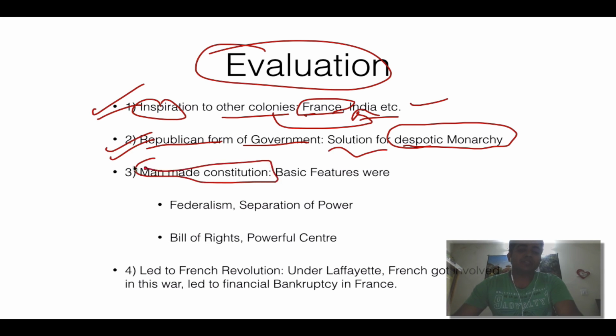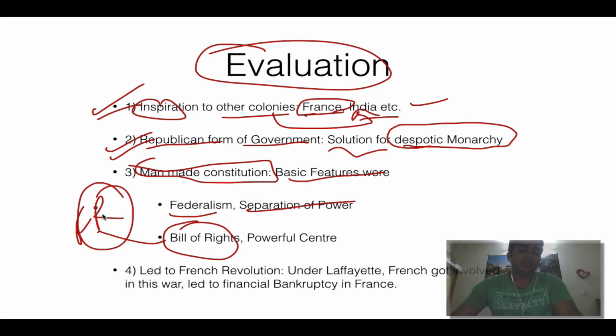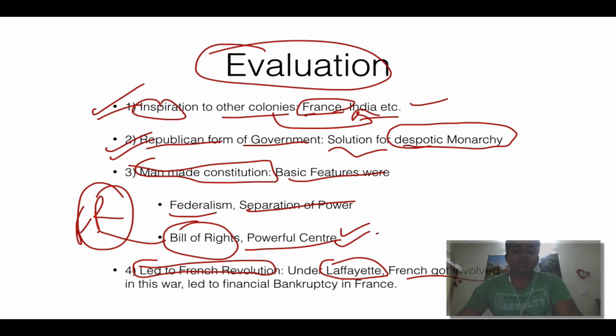Then a man-made constitution for the first time. Basic features were federalism, separation of powers. I will be talking in detail in polity classes. Then the Bill of Rights, the first fundamental rights ever, then a powerful center, and that led to also the fourth point, the French Revolution. Why? Because under Lafayette, the French got involved, so it led to the bankruptcy of France, and that led to the French Revolution.